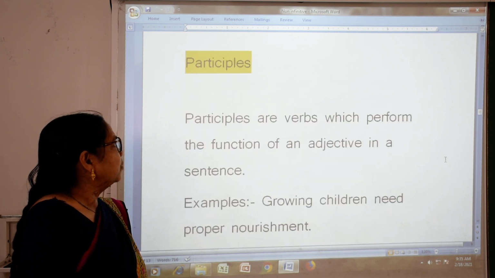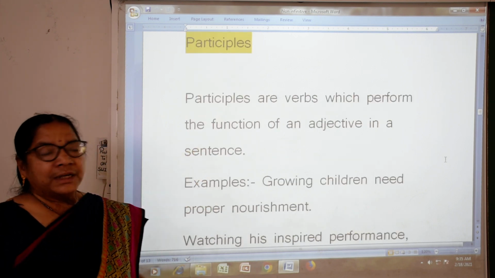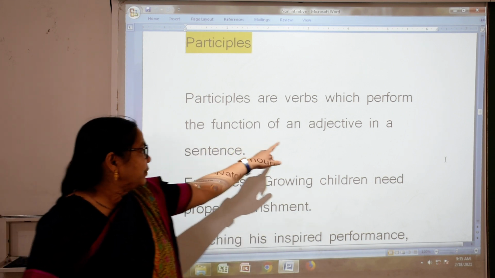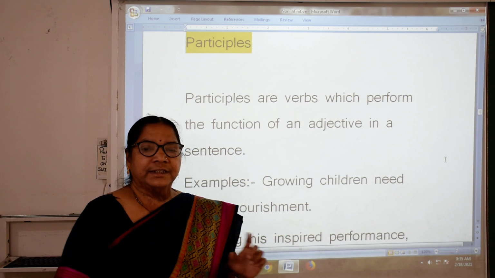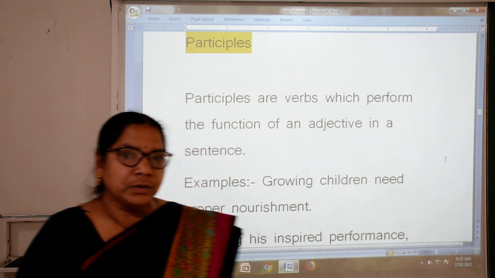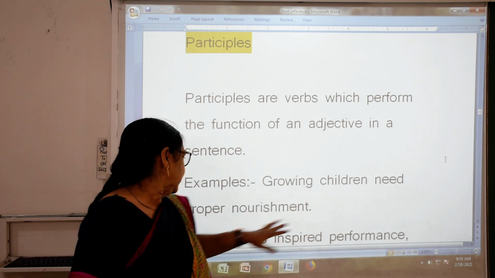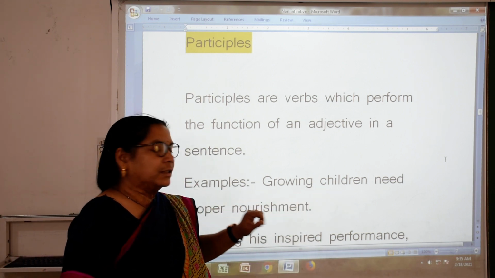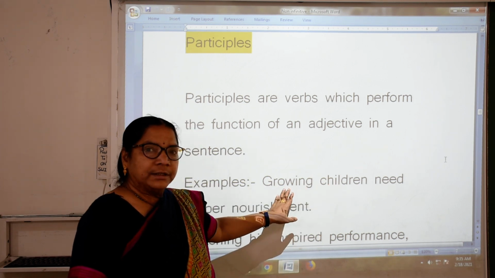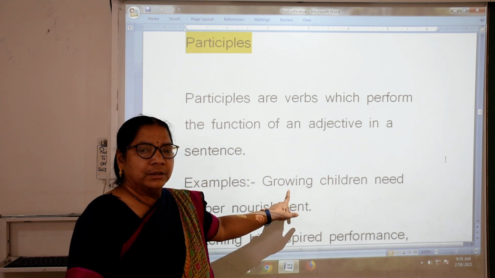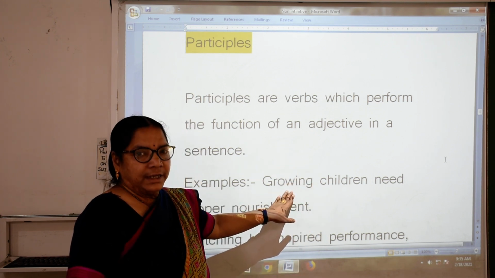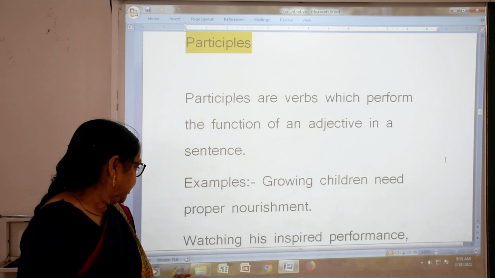Now, participles. What are participles? Participles are verbs which perform the function of an adjective in a sentence. Let us see how. Growing children need proper nourishment. Growing describes the noun children. Growing is an adjective here and it is a participle.